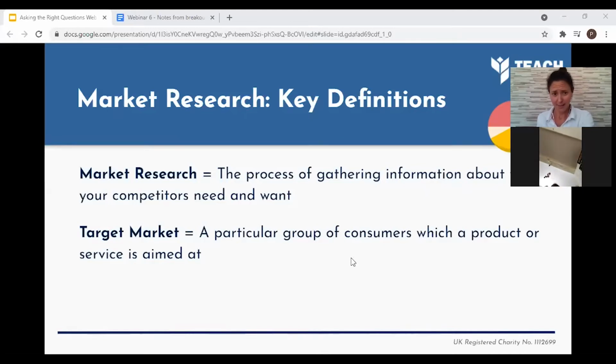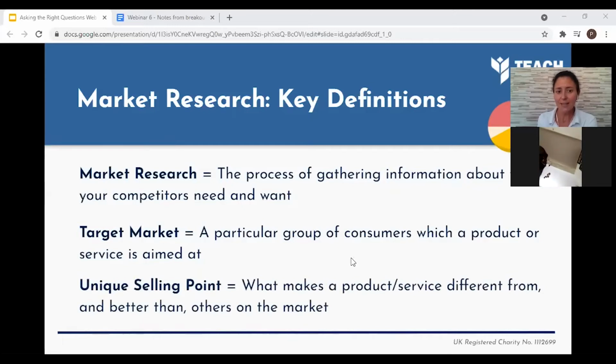And that's precisely correct. Your unique selling point, or USP, is what sets your business apart from the competition. It's the thing that makes your business different and better than everything else on the market. But don't worry, because we'll be coming back to this later in today's session. So let's recap on market research, target market, and unique selling point. Keywords to guide us through today's session in terms of the work we'll be doing around asking the right questions when doing your market research with your prototype to your target market to define your unique selling point.